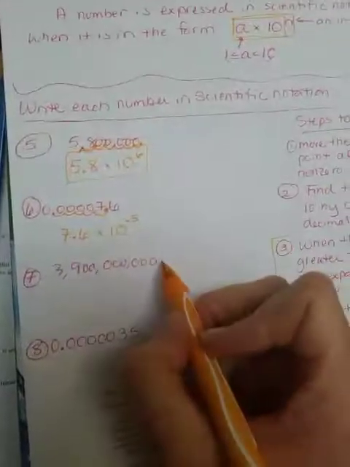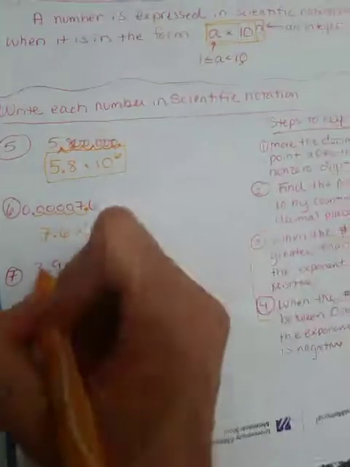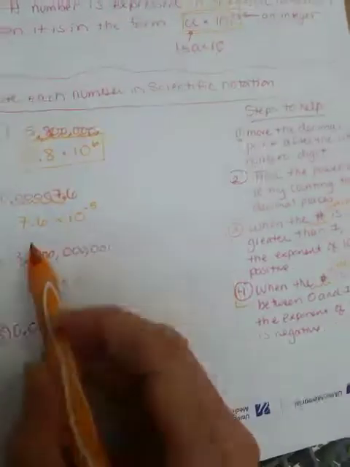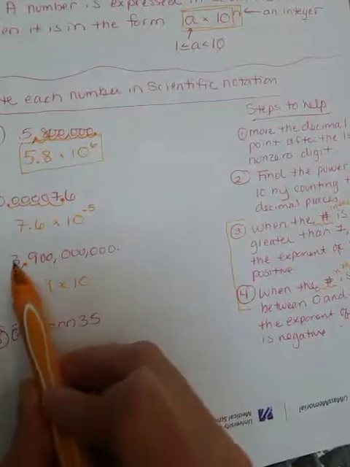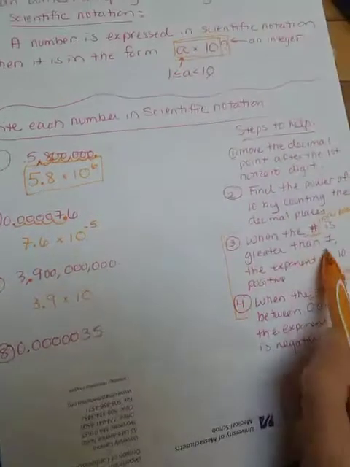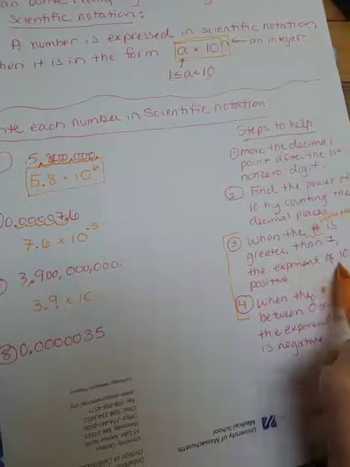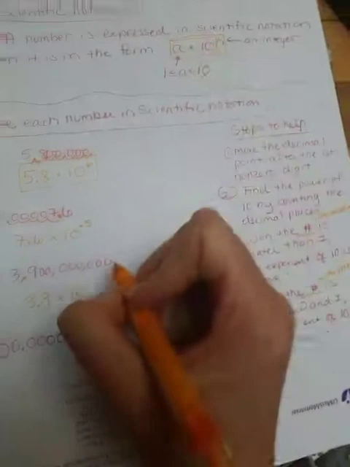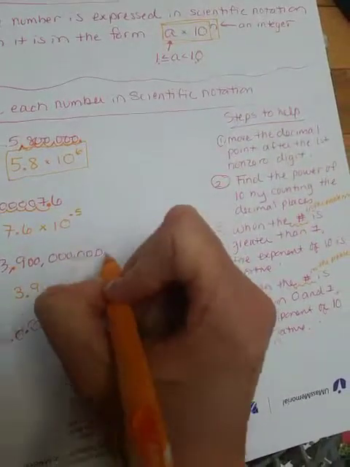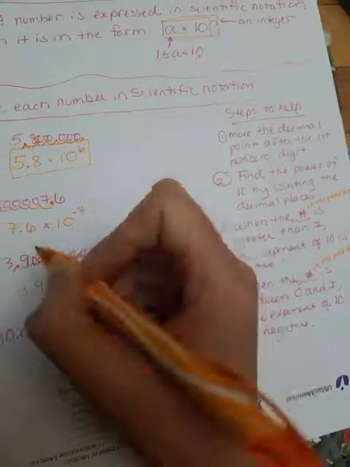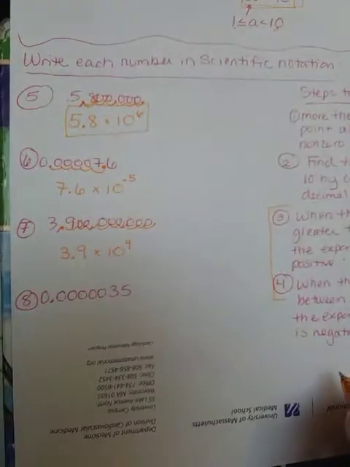All right, let's look at 7. So again, we move the decimal point. It's right here. We're going to move it in between the 3 and the 9. So I'm going to get 3.9. The number in the problem, 3,900,000,000, that number is greater than 1. So that means my exponent of 10 is positive. I just have to figure out how many spots that was. So again, how many spots did I move? 1, 2, 3, 4, 5, 6, 7, 8, 9. So it's 3.9 times 10 to the 9th.